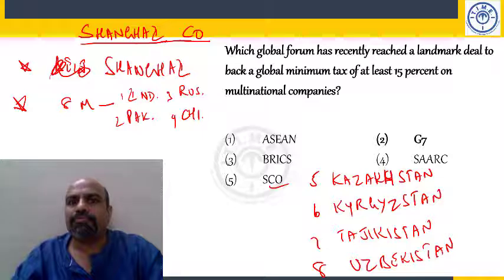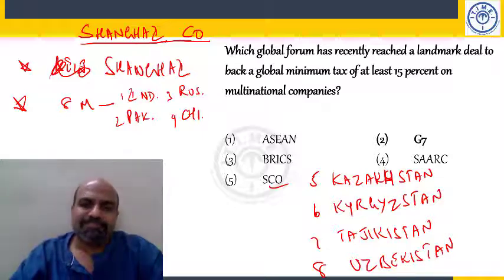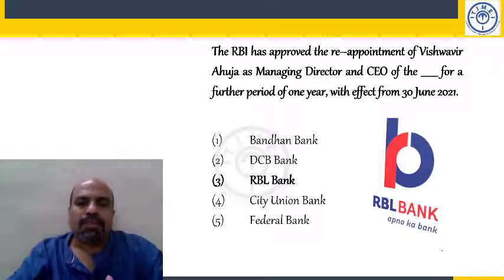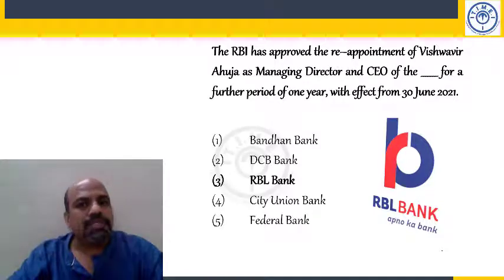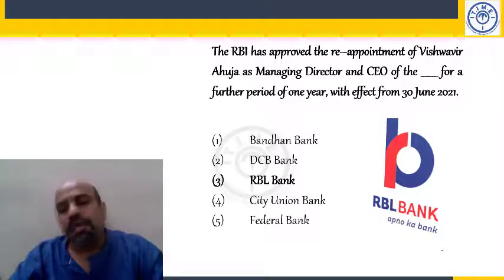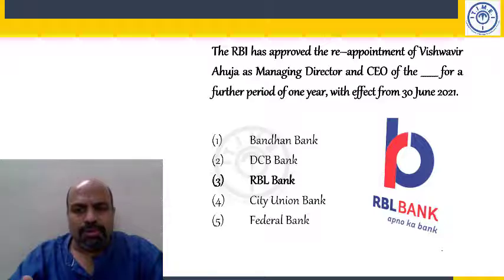Cool guys, all fire come. The Reserve Bank of India has reappointed Vishwavir Ahuja as the Managing Director and CEO of RBL Bank for a further period of 1 year. Earlier it was called Ratnakar Bank, if I'm not wrong. Ratnakar Bank, now it's called RBL Bank.